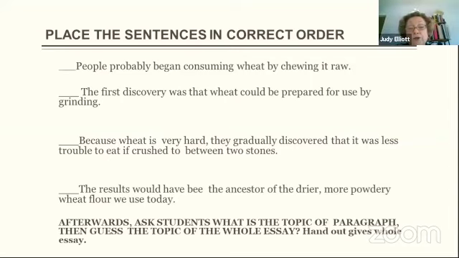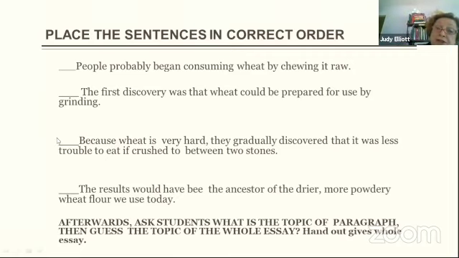Yes. But wait a minute, before you say that, wheat was very hard. What about people began consuming wheat by chewing it raw? Because in other words, the topic is about the origin of bread. Yes, people began consuming it raw, by chewing it raw. Then because wheat is very hard, they discovered. Yes, and the last one, the results. It should be would have been. Yes, my typo. That's okay.